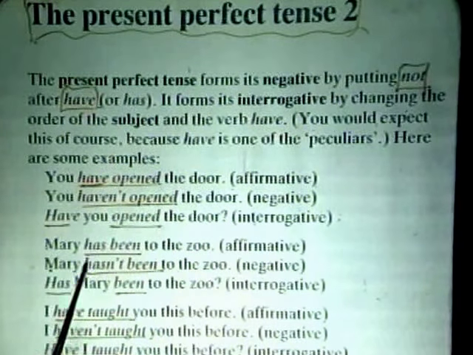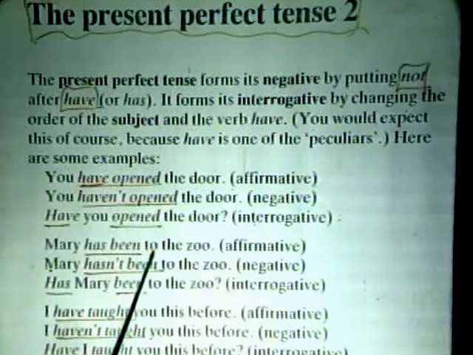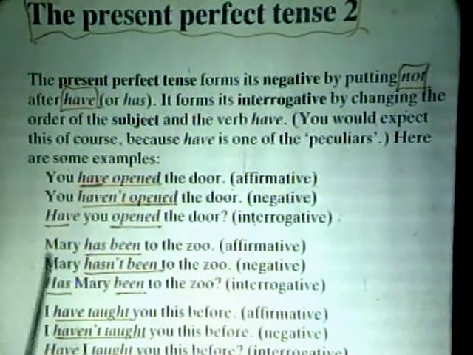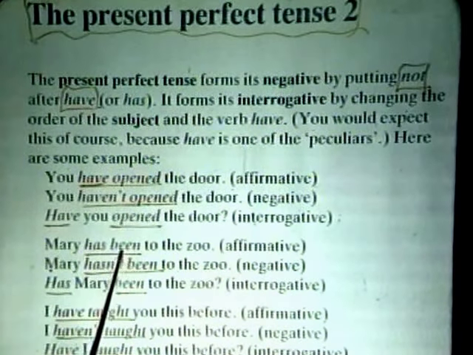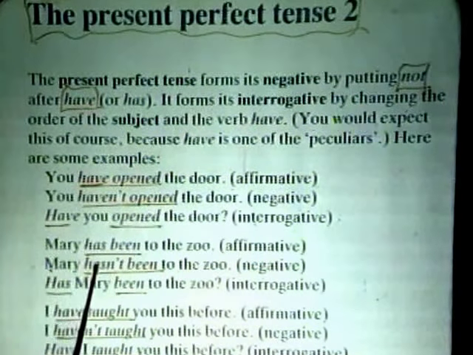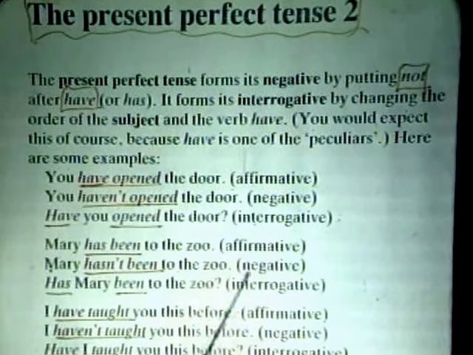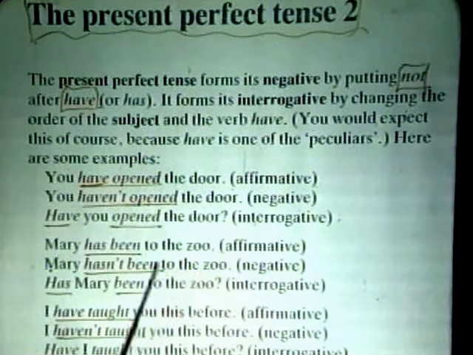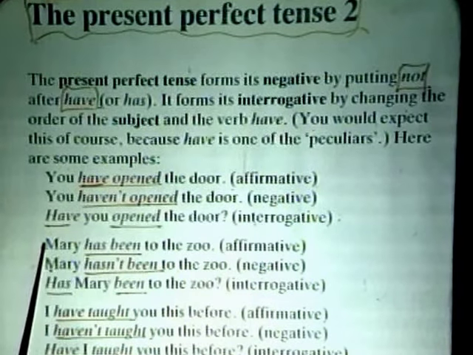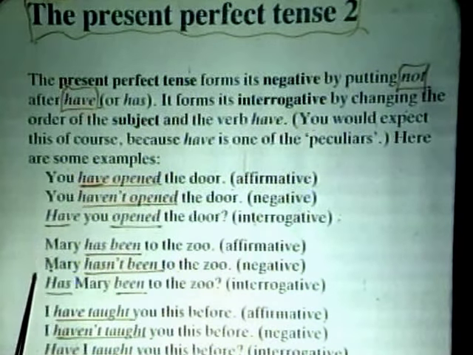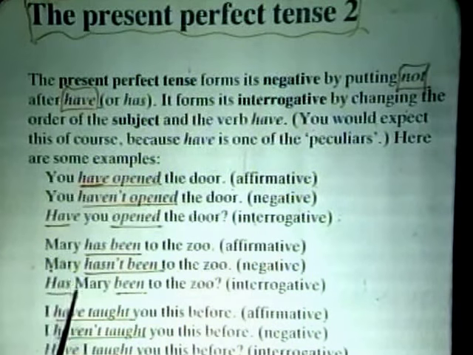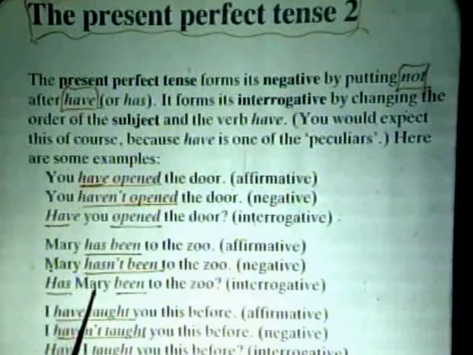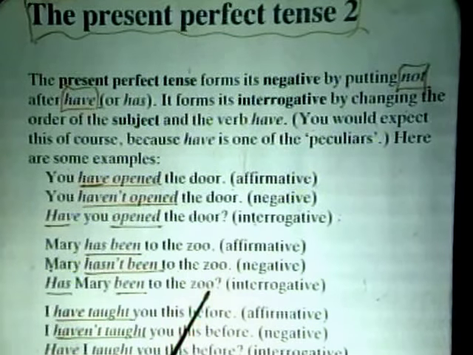Another example: Mary has been to the zoo. You have this one, and this is also the third form of the verb, with the subject here. Then, Mary hasn't been to the zoo. We have put not in between has and the third form of the verb, and made it a negative form. Then the affirmative sentence is made into a question like this. We brought has from there to the front: has Mary been to the zoo? So you have seen how the interrogative is formed.